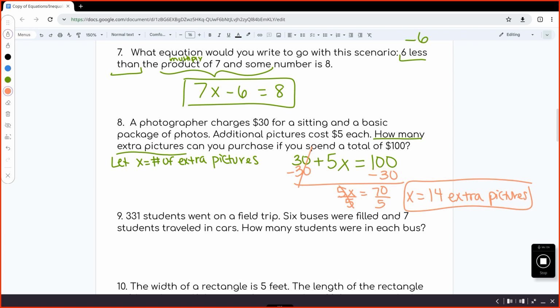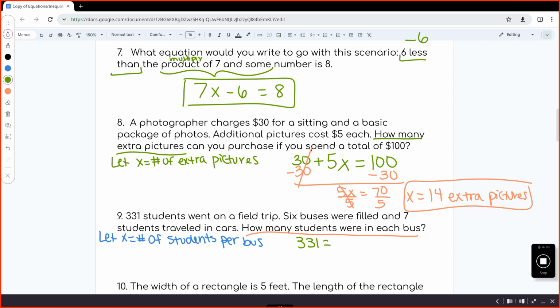All right. Next, we have 331 students went on a field trip. 6 buses were filled and 7 students traveled in cars. How many students were in each bus? So we're going to start off by saying let x equal the number of students per bus. We are given our total of 331 students. That is our total number of students that went on our trip.